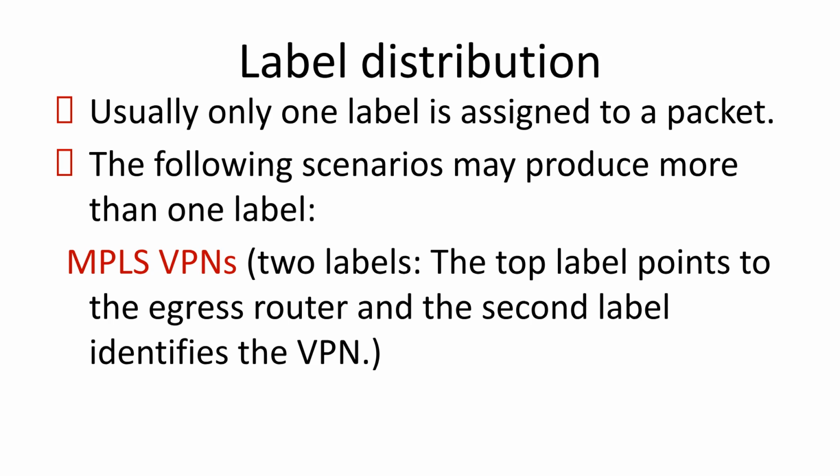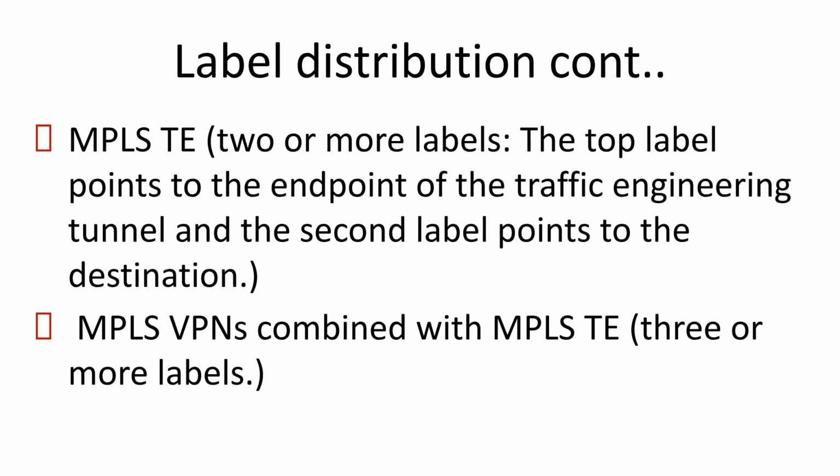Usually, only one label is assigned to a packet. However, scenarios like MPLS VPNs require more than one label. For VPNs, the top label points to the egress router, and the second label identifies the specific VPN. MPLS traffic engineering, or TE, uses two or more labels. The top label indicates the endpoint of the traffic engineering tunnel, and the second label points to the destination. Combining MPLS VPNs with MPLS TE can result in 3 or more labels.